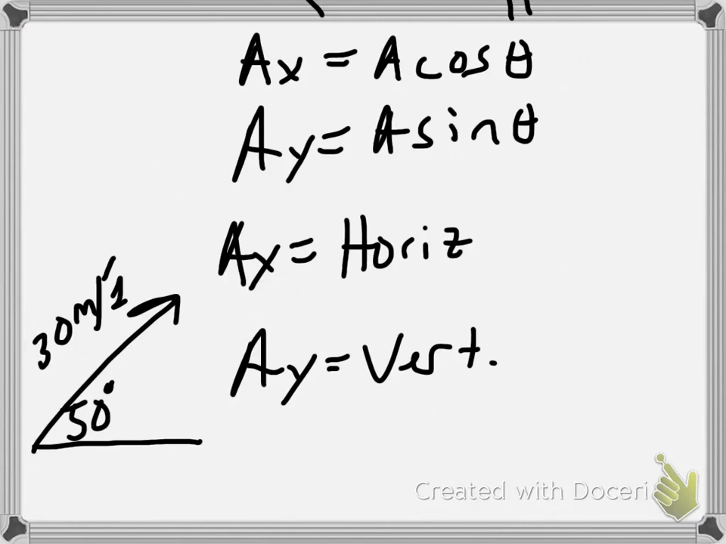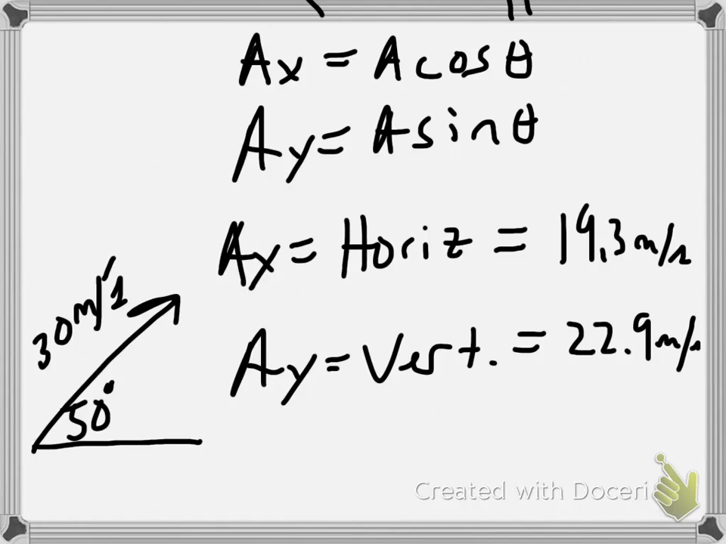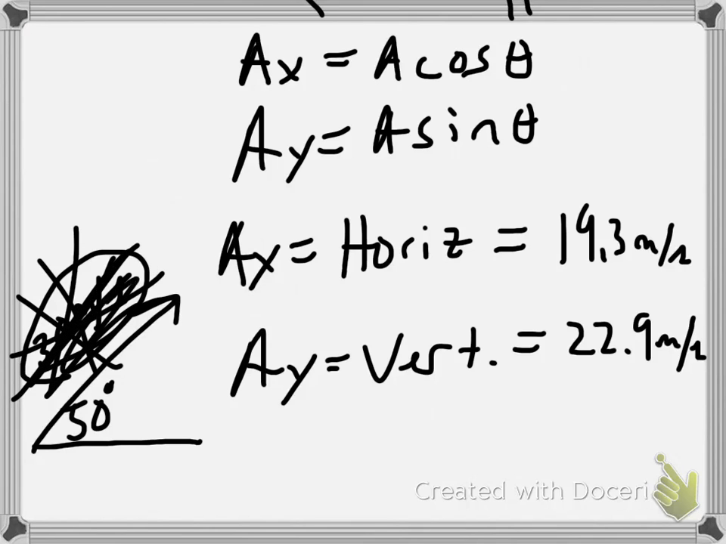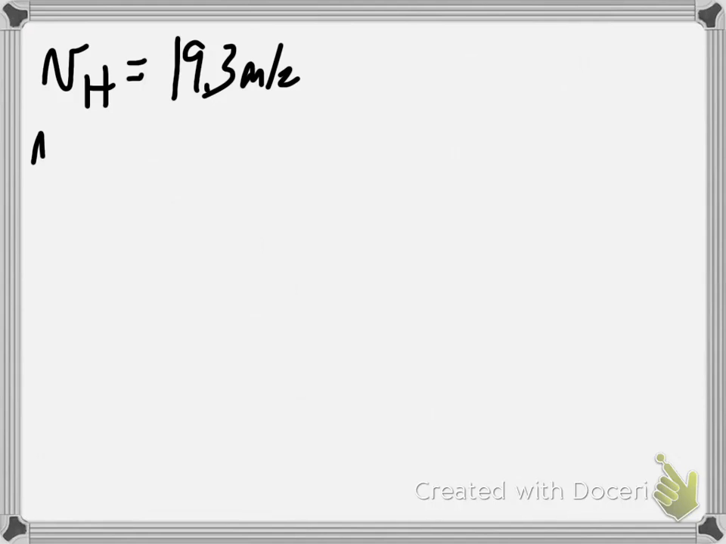So when we do that, we come out with our AX to be 19.3 meters per second, and our AY to be 22.9 meters per second. Now, a big mistake people make is that then they try to plug this value back in one of the kinematics equations. Once you've broken up into components, get rid of that. You never need to use that again. We only use those components. So our horizontal velocity we know is 19.3, and we know our initial vertical velocity is 22.9.